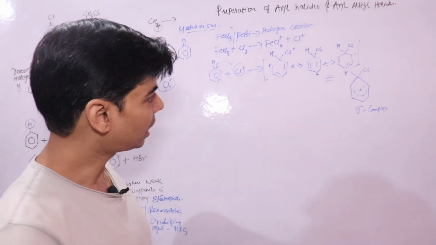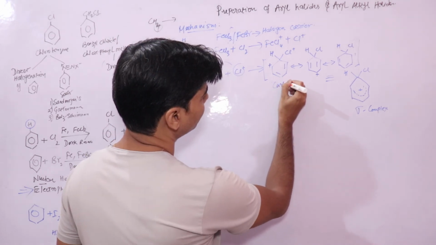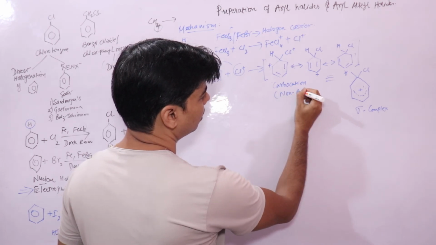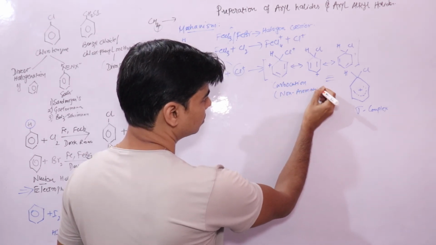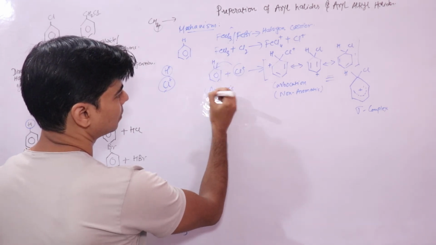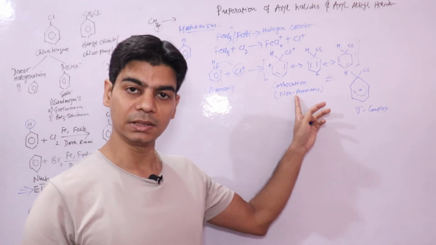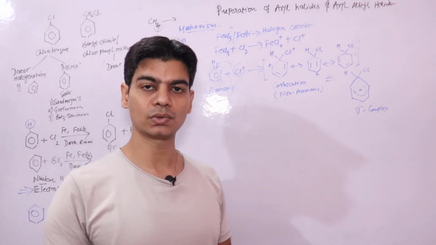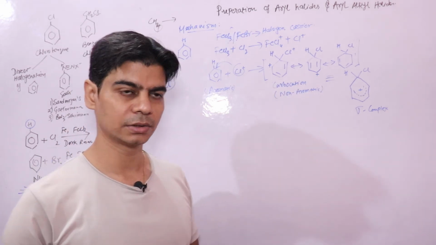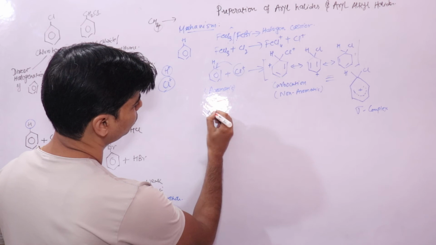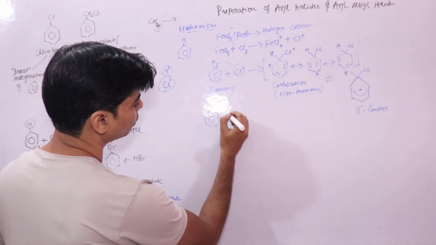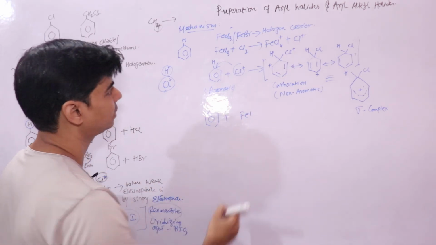So this is a carbocation. This carbocation, remember, is non-aromatic, and this is your aromatic system. We know that a non-aromatic system is unstable, and everything tries to attain stability. So it will soon change into an aromatic system. And how will it do that? It will lose a proton to this base that was formed here.